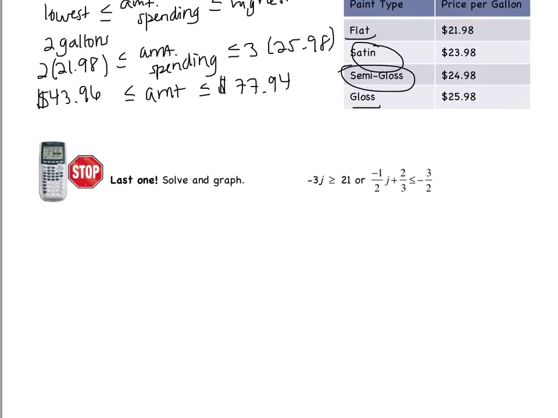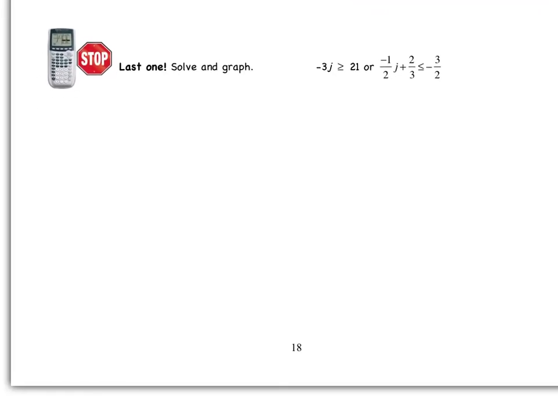Okay, last one. I want you to pause the video right now. You do get a calculator for this one. Solve both inequalities. This is an OR, so you're going to notice on your number line, you're going to have 2 separate shaded regions going in opposite directions. Pause the video. When you come back, we will go over it. Good luck.